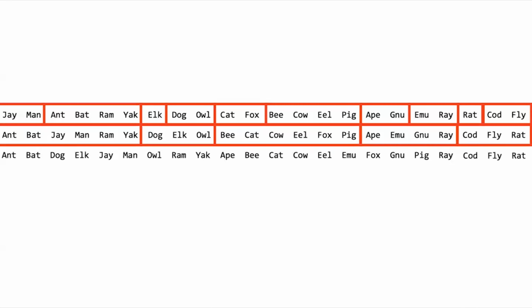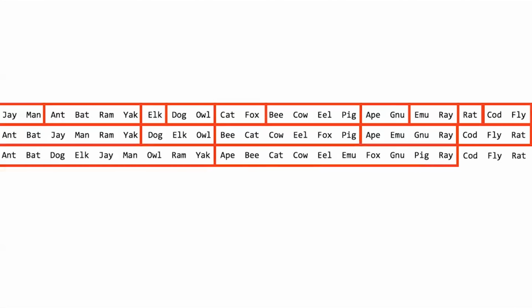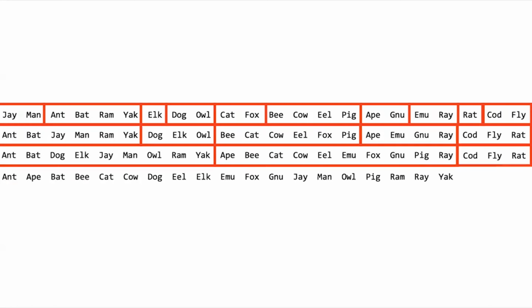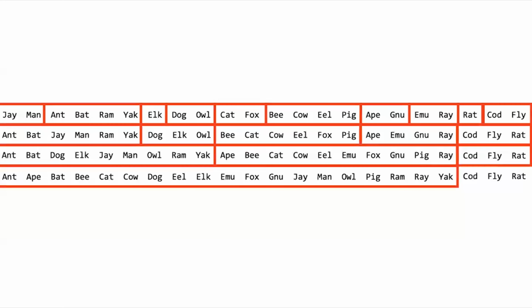Okay, now my next sorted sublist, let's see here, it's going to go ant through yak, and then ape through ray, and then the smallest is going to be ant, and then ape, and then bat, and then bee, and then cat, and then dog, and then so on. Then next, cod, fly, rat. I just bring it on down because there's no one to the right. Okay, so notice I had 3 sublists above before, so I have to do at least 1 more round.